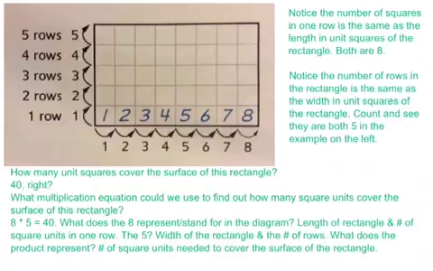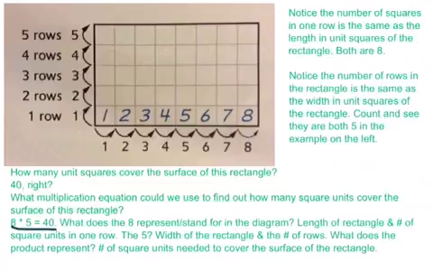So then let me ask you this. How many unit squares cover the whole surface of the rectangle? If you counted those up, or if you did 8 plus 8 plus 8 plus 8 plus 8, 5 times, right? Because there's 5 rows of those 8s, you'd end up with 40. So what multiplication equation could we use to find out how many square units cover the surface of the rectangle? And you can see down here that I've said, well, we could do 8 times 5, because there's 5 rows of 8, right?